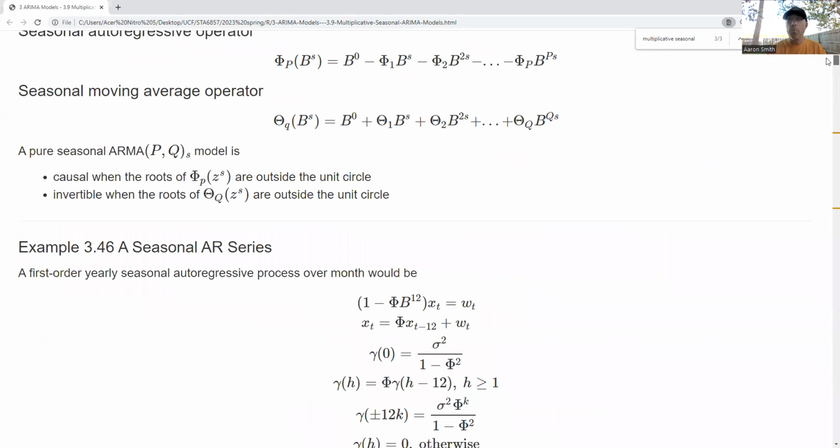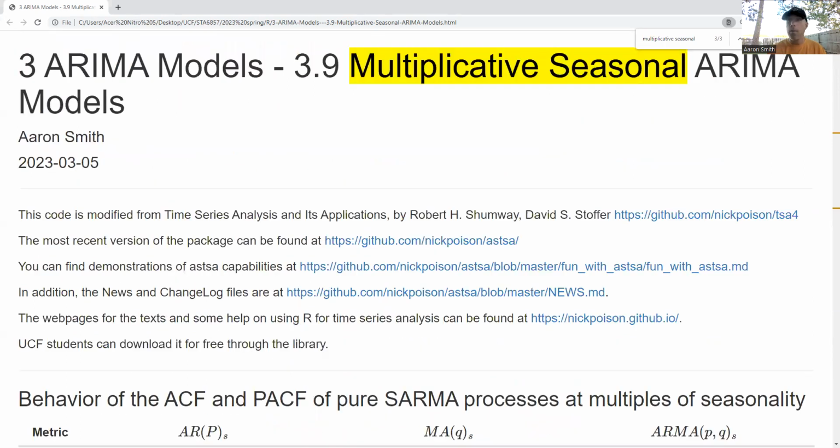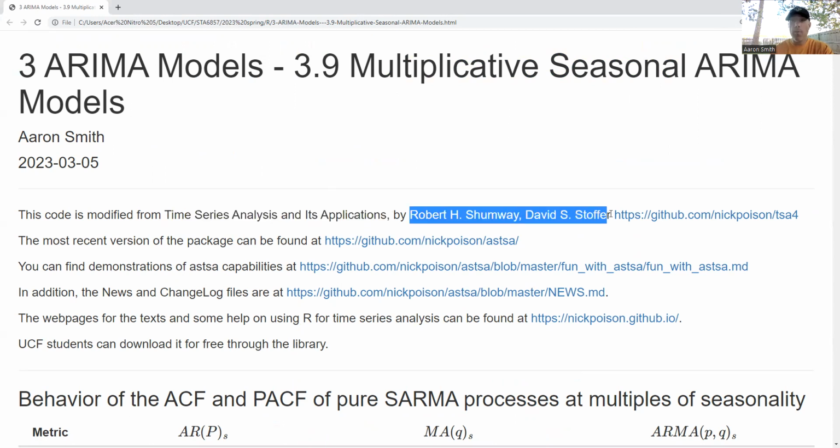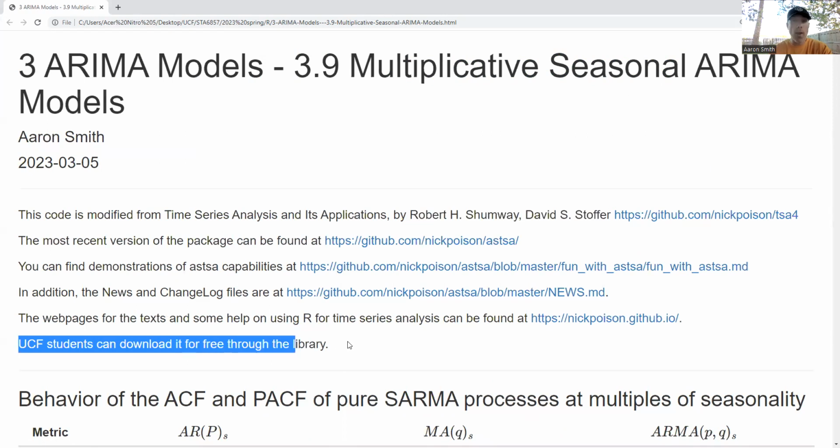All right, so let's take a look at this. Let's start from the beginning. We're going to be working through 3.9 of Time Series Analysis and Its Applications. Here are the authors' names. Here's our GitHub page, and you can download the textbook for free if you're a UCF student through the library.